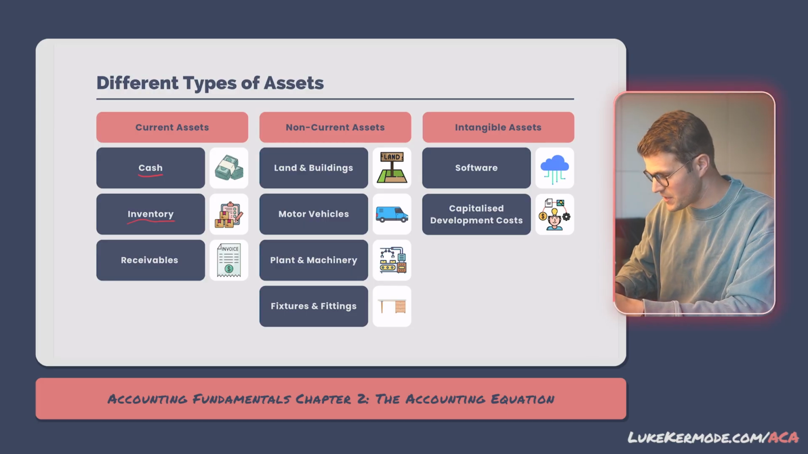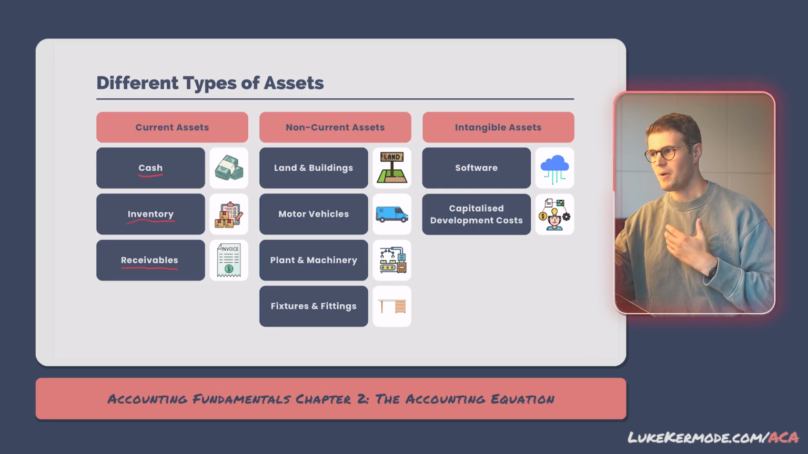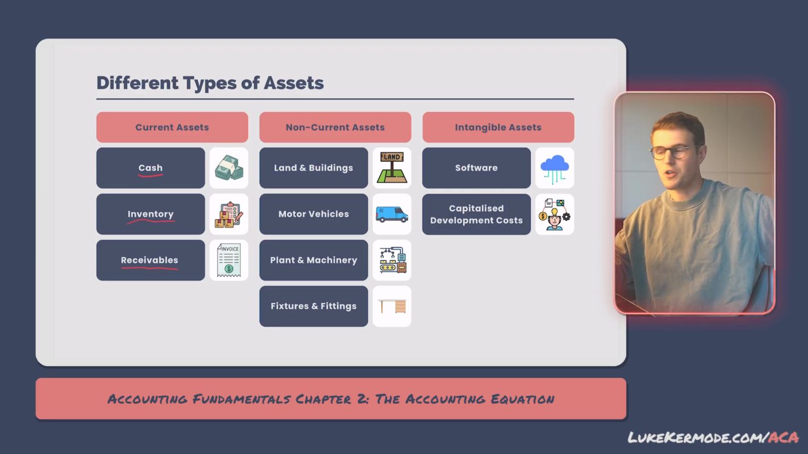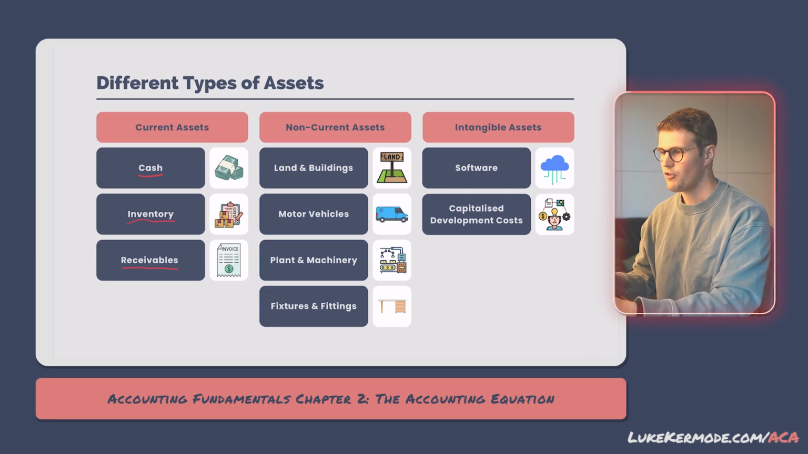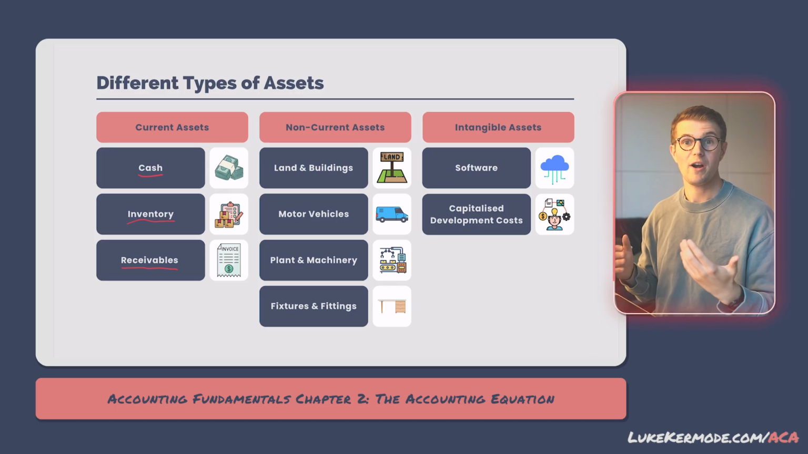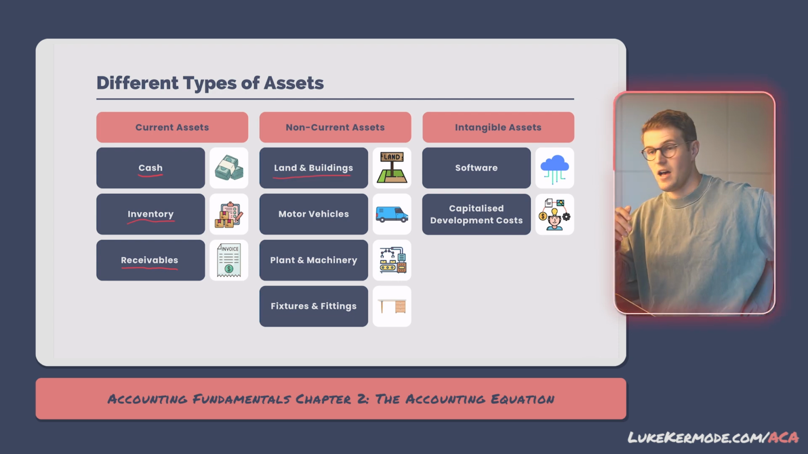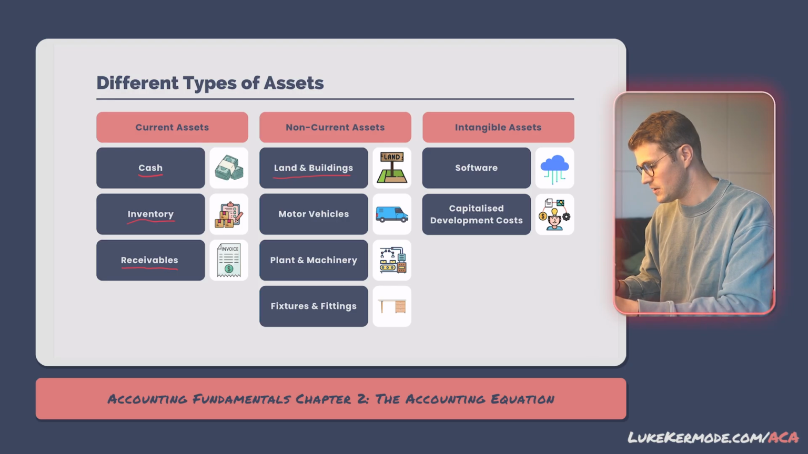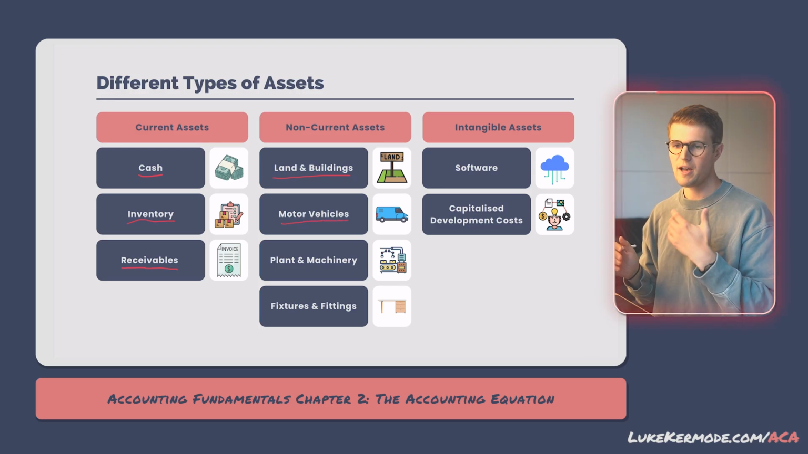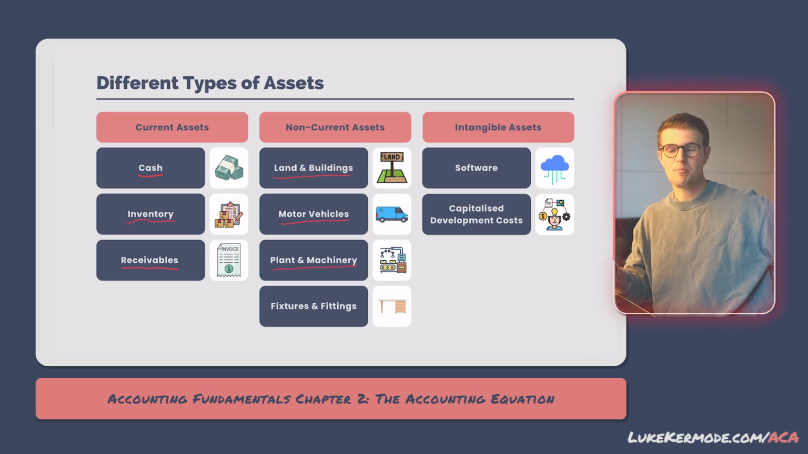These are the goods the business holds with the intention to sell. We also have trade receivables, which represent money owed to the business by its customers who've been sold goods or services on credit. Next, we have non-current assets, the long-term assets that the business uses to operate over the long term. These include land and buildings and motor vehicles such as delivery vans. We also have plant and machinery, which refers to equipment used in the production or manufacturing process.